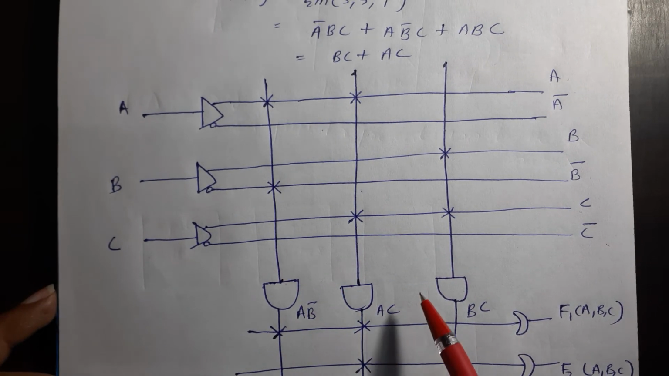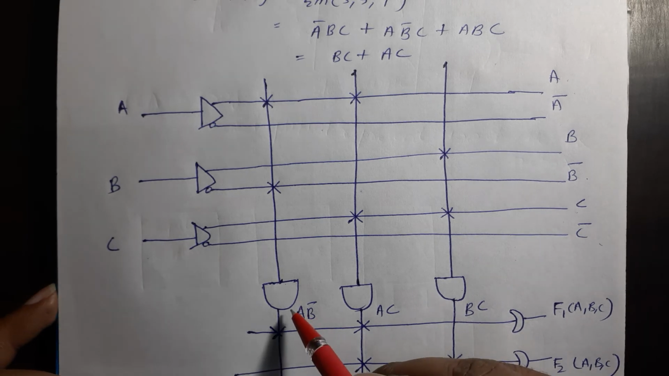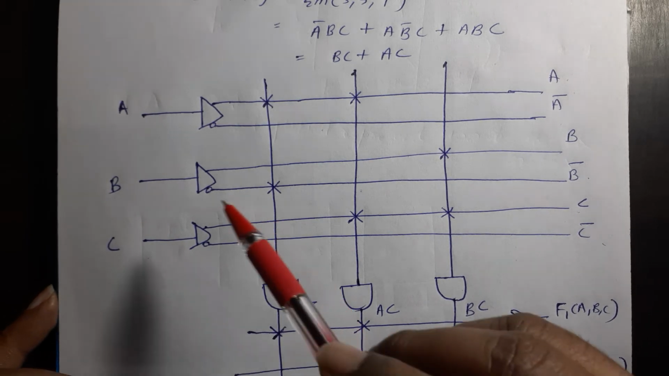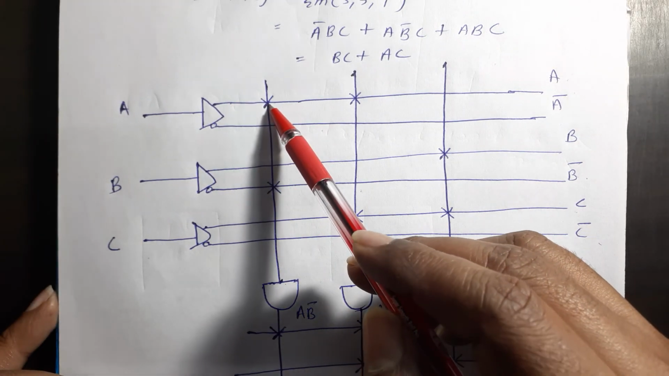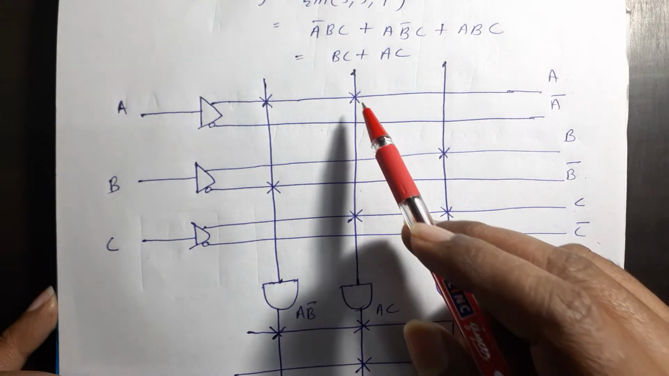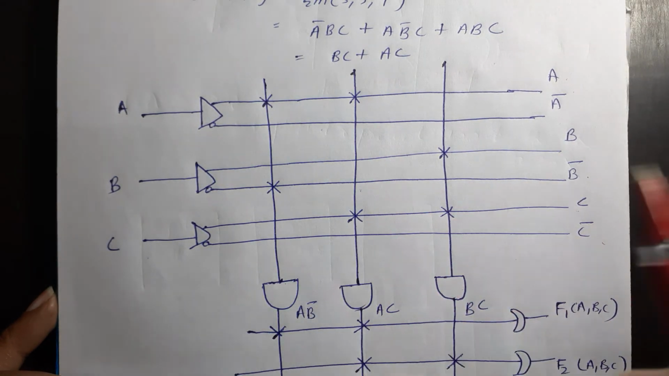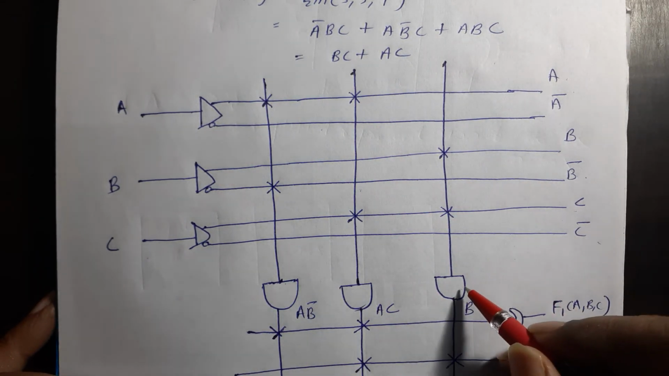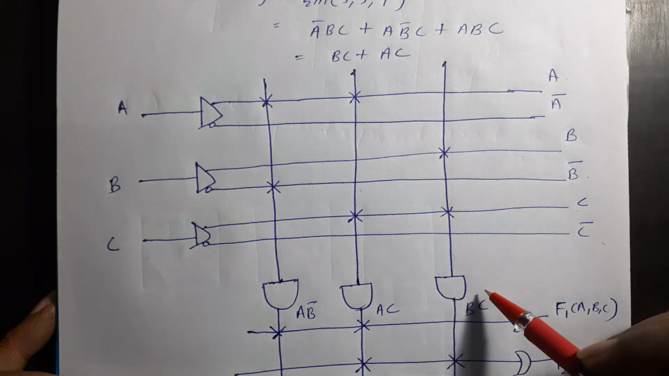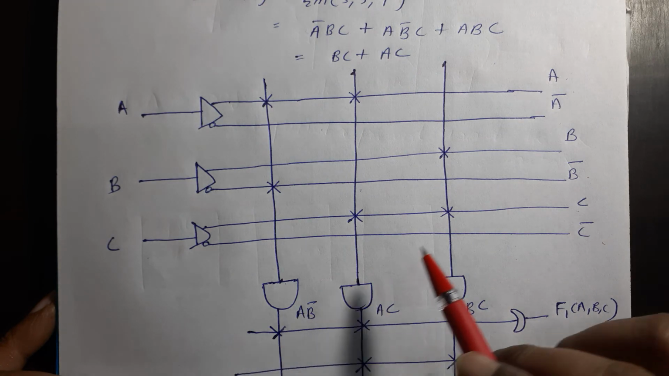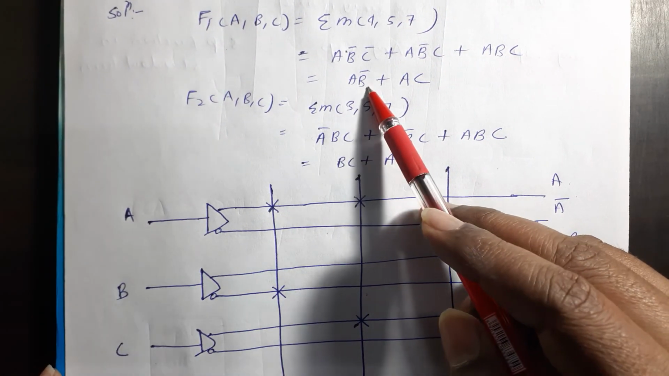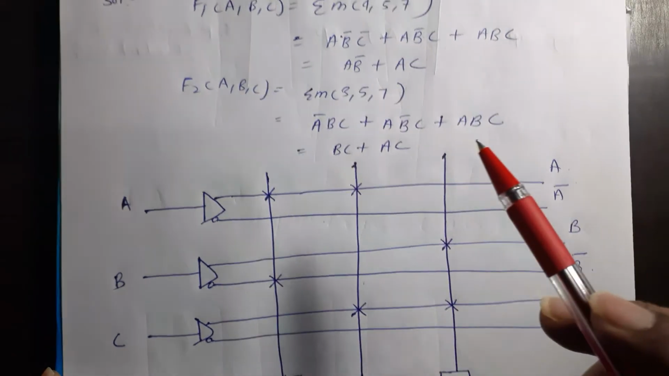Here there are three AND gates. So what is the output of this AND gate? Output of this AND gate will be AB bar, because it is connected here to A and B bar. Output of this AND gate will be A into C, and output of this AND gate will be B into C. So now we have taken all possible product terms AB bar, AC and BC.